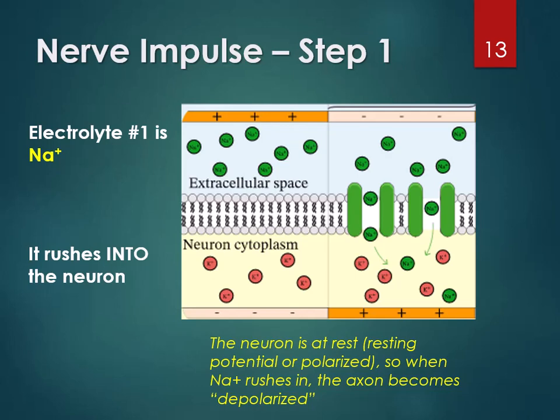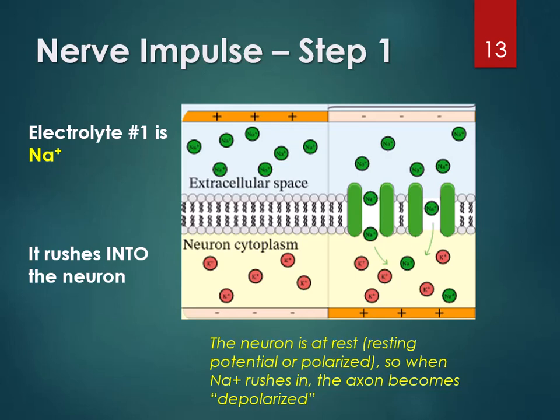And you can see the little green balls on the right side rushing into the cell. Now it makes the inside more positive. This is referred to as depolarization because you were polarized to begin with, but now you're depolarized because the amount of positivity changes, more positive on the outside changes to more positive on the inside.